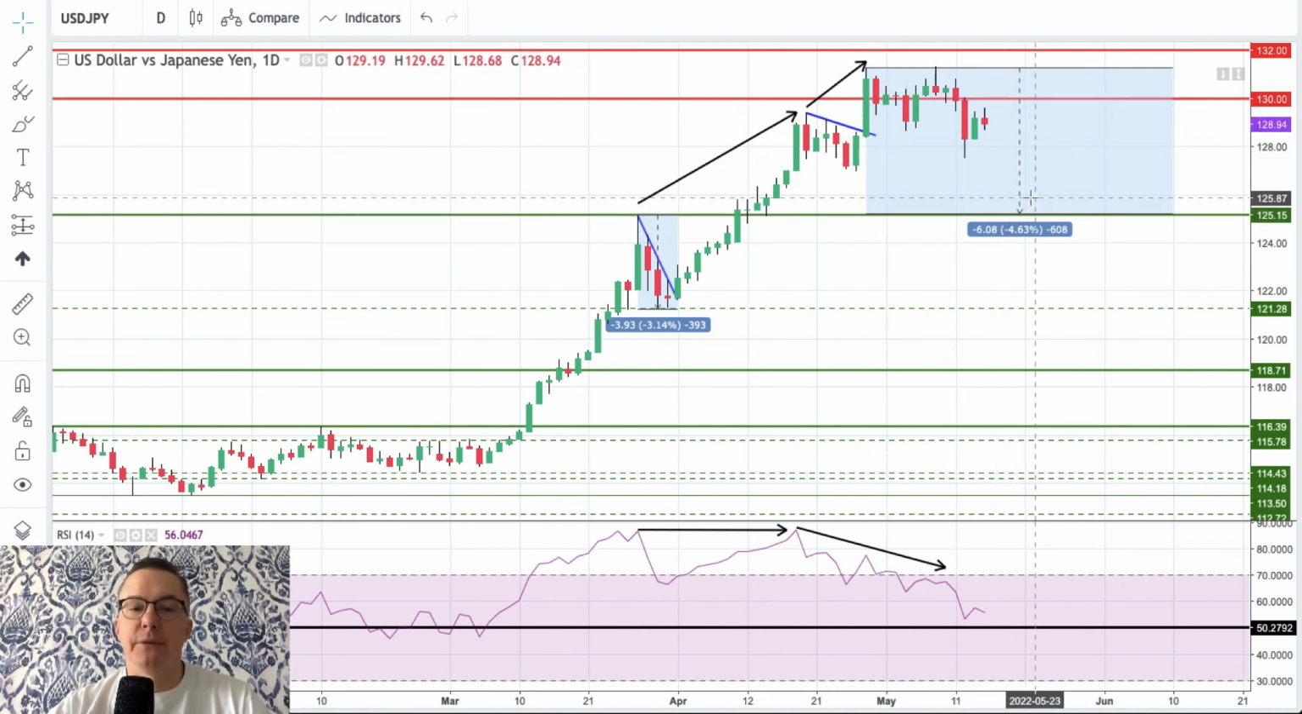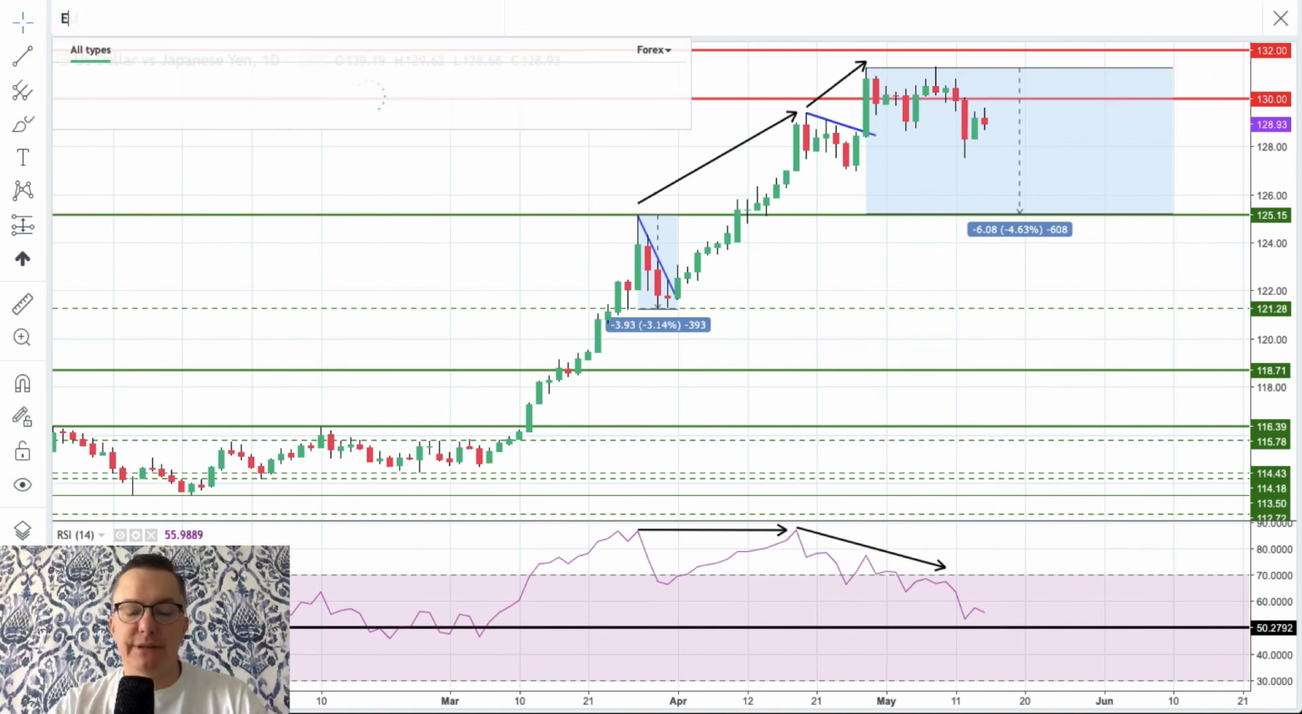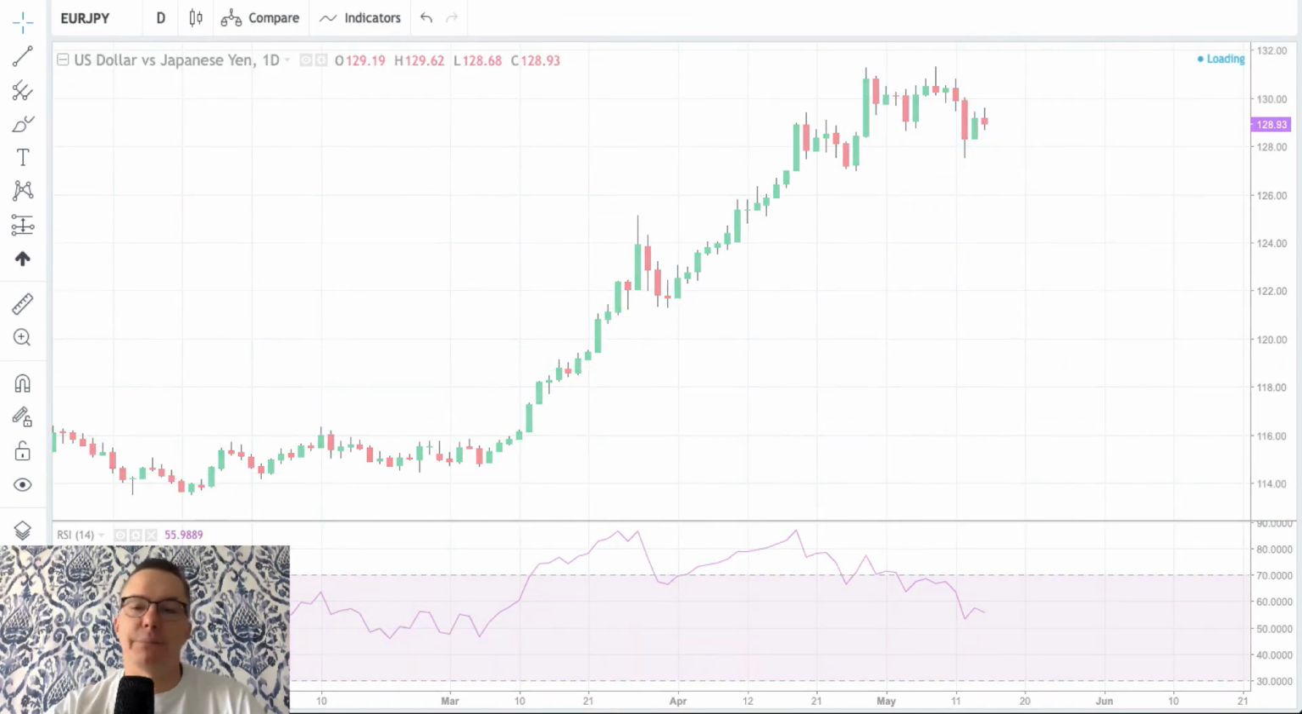If the market gets there, then this decline would be the biggest during the uptrend, which means that it is no longer a part of the uptrend. This is of course the overbalance of price and time and a completely new cycle. Please watch 125.15. If we talk about the US dollar to Japanese yen, let's talk about euro to the Japanese yen.